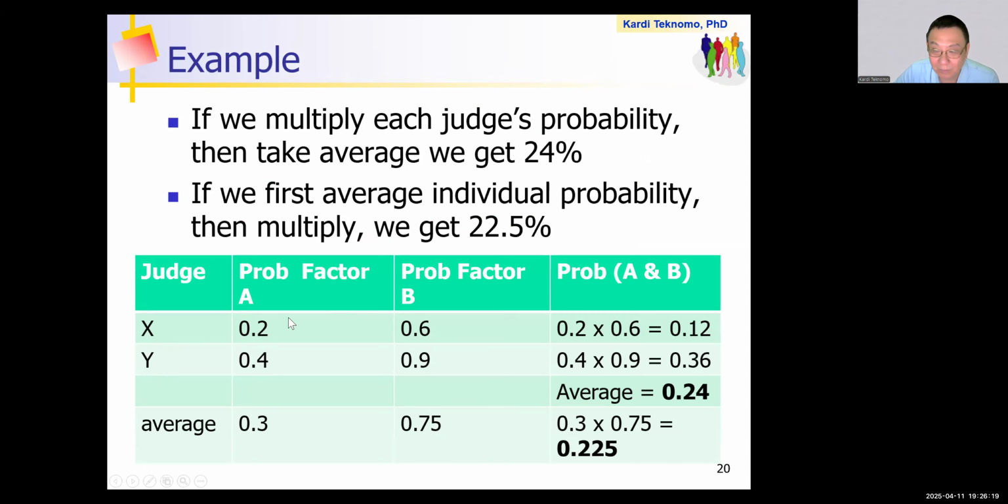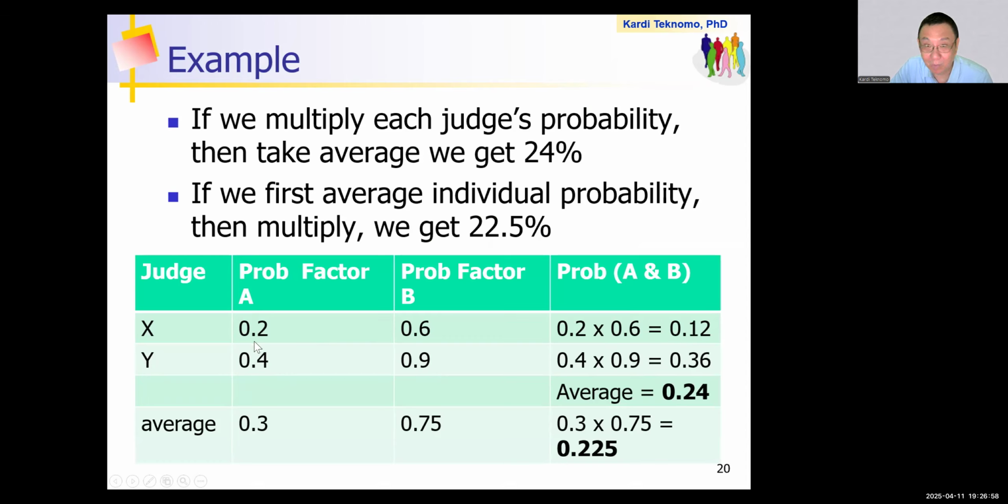What happened is judge X says factor A is 0.2, factor B is 0.6. Judge Y will say factor A is 0.4 and then factor B is more important, it is 0.9. Both are actually consistent. Factor A is less than factor B, right? So then you multiply. So you get 0.12. And if you multiply these two, you will get 0.36. And then you get the average.